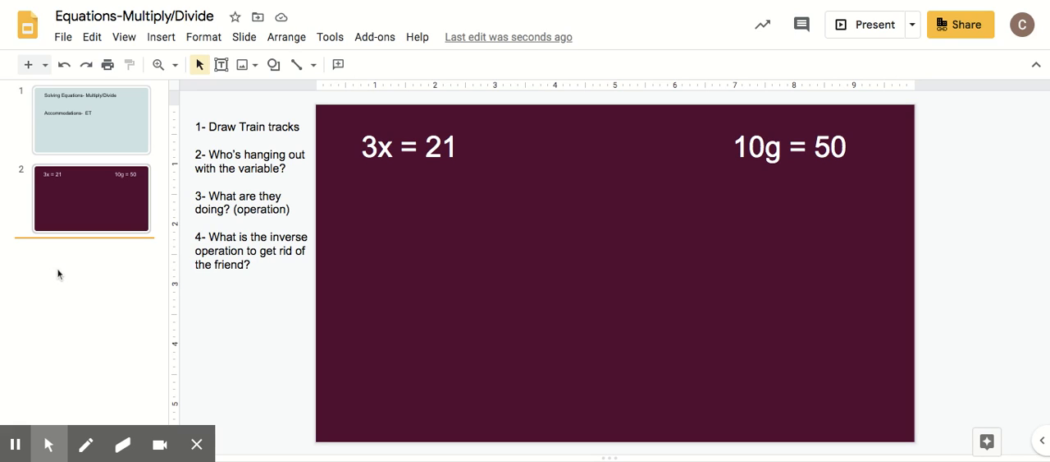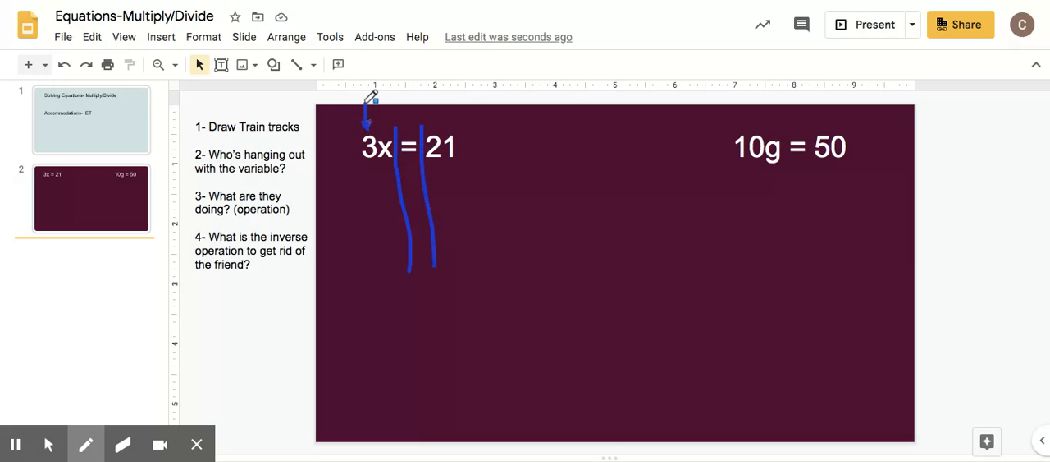Okay, so today we are going to solve one-step equations using multiplication and division. We are going to follow the same steps, so I have written them out over here. The only step I removed was step 2, because we're going to be able to figure out where the variable is pretty quick. So let's start by drawing our train tracks, curvy train tracks.